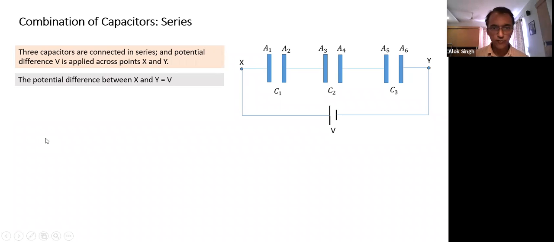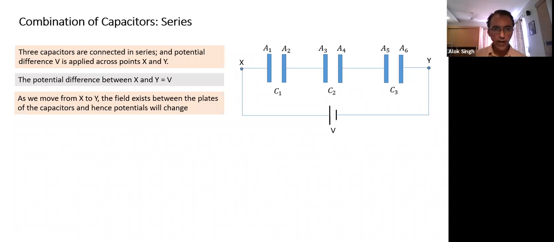Potential between X and Y is V. As we move from X to Y, the field exists only between the plates. Hence, as we move from X to Y, the potential will change from here to here only. In between, from here to here, no change in potential. Then there's some change in potential here, and some change in potential here. Change in potential between the 2 plates of a capacitor is nothing but the potential of the capacitor.